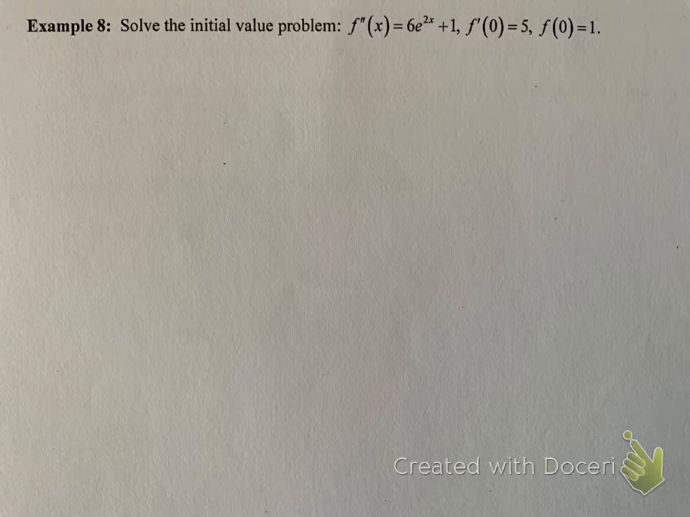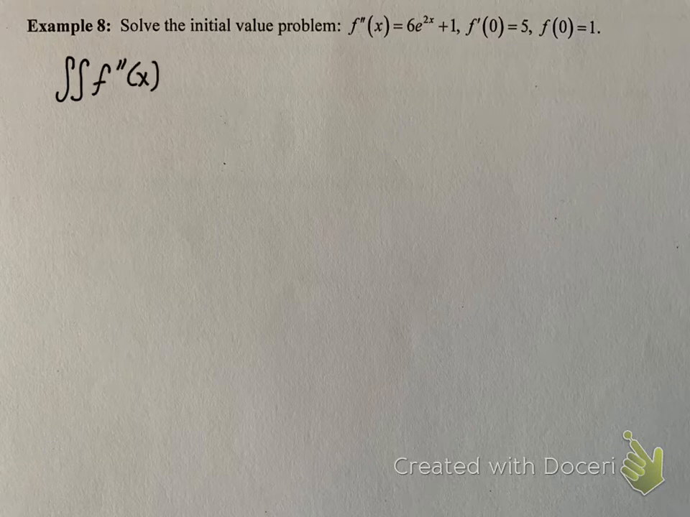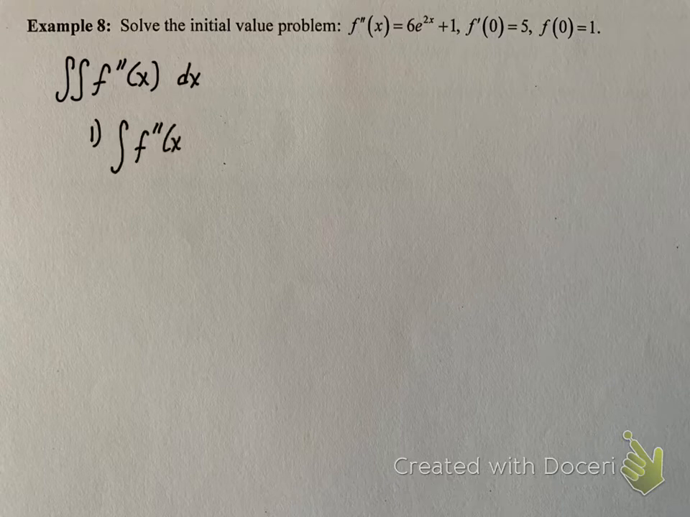So for this one, we notice that we're given the second derivative. So basically what we have to do is double integration. When you're given the second derivative, you have to integrate the second derivative, then the first derivative, to get back to the original function. Okay? So first steps first, we're going to integrate that second derivative first.